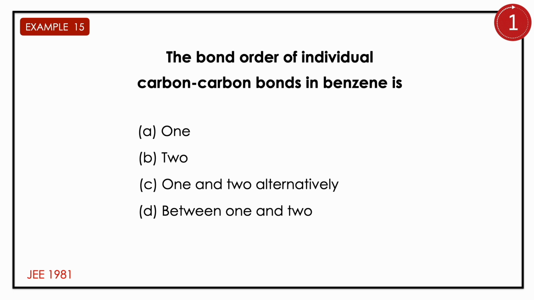Then the next example: the bond order of an individual carbon-carbon bond in benzene. A is 1, B is 2, C is 1 and 2 alternately, D is between 1 and 2.